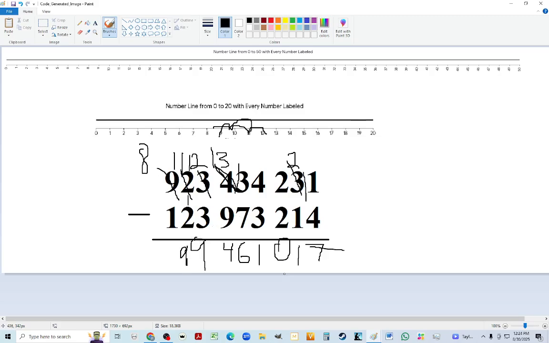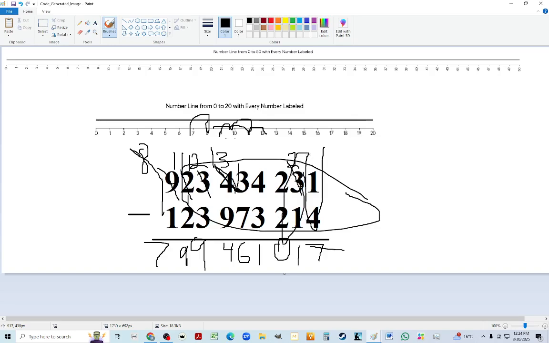And then finally, this last number used to be a 9. It's now an 8. 8 minus 1 should be easy enough. It's 7. So our result is 799,461,017. You can see we subtracted a huge number there, and we just broke it down one by one, by one, by one.